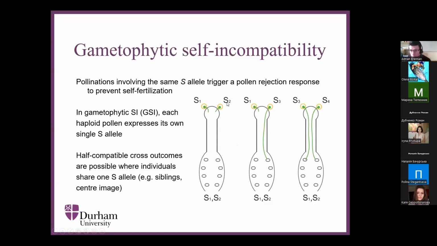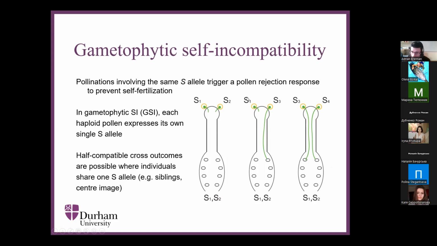And so all pollen will be either S1 or S2 and will all be recognized by the S1, S2 female tissue. If it's an unrelated individual, say the father was S3, S4, all pollen will express either S3 or S4, neither of which is found in the female tissue, and so it won't be rejected and it will fertilize.